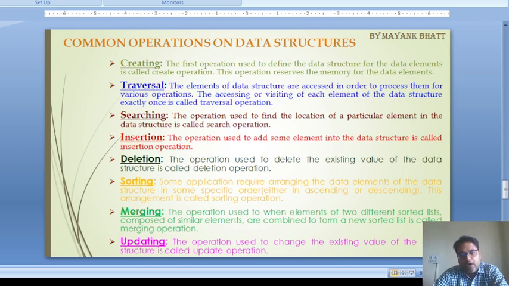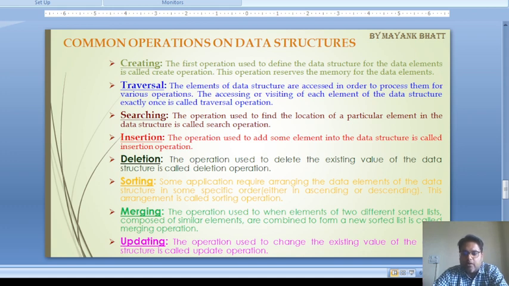Third is searching. The operation used to find the location of a particular element in the data structure is called the search operation. Fourth is insertion. The operation used to add some element into the data structure is called the insertion operation. Next is deletion. This operation is used to delete an existing value of the data structure, and it is called the deletion operation. Sorting is used by applications which require arranging the data elements in a specific order, like ascending or descending. That arrangement is called the sorting operation.